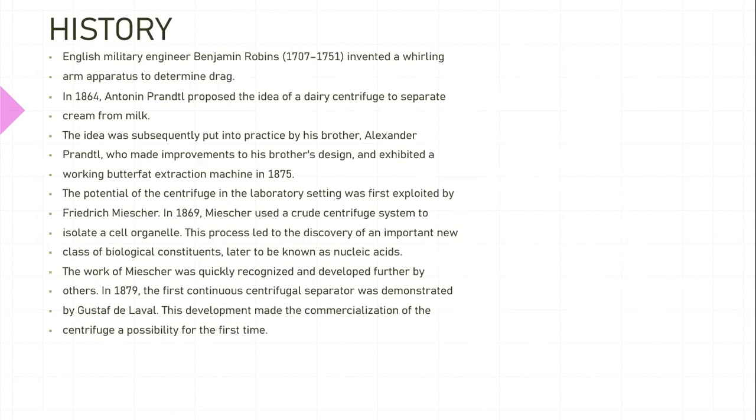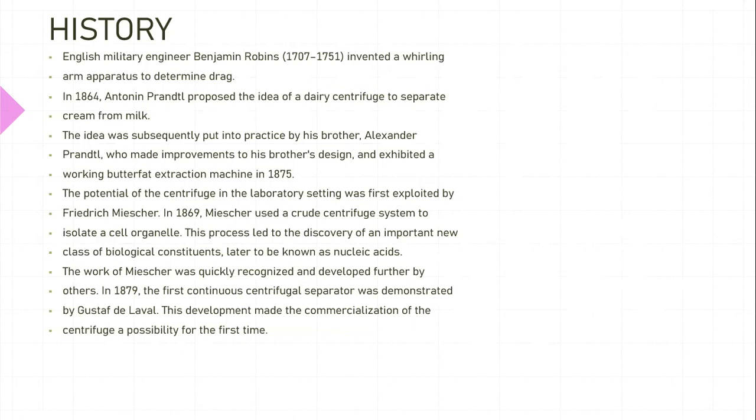The potential of the centrifuge in the laboratory setting was first exploited by Friedrich Miescher. In 1869, Miescher used a crude centrifuge system to isolate a cell organelle. This process led to the discovery of an important new class of biological constituent, later to be known as nucleic acid. He discovered this nucleic acid by the use of a machine similar to the centrifuge used nowadays. The work of Miescher was quickly recognized and developed further by others.